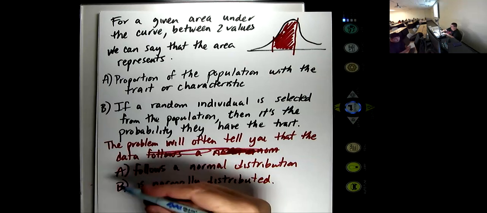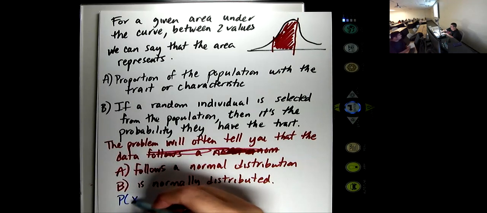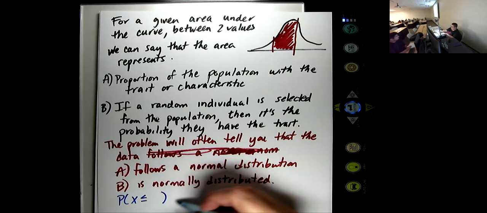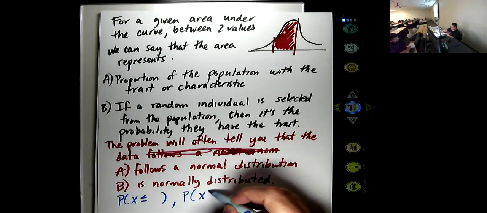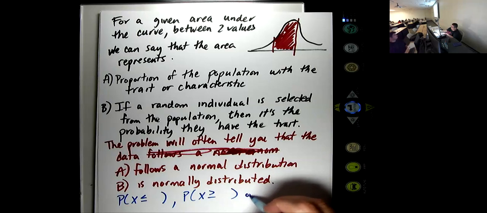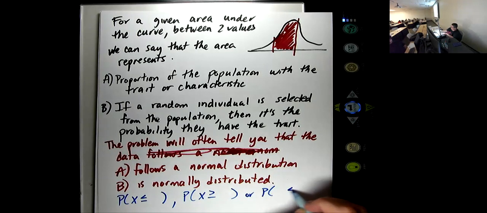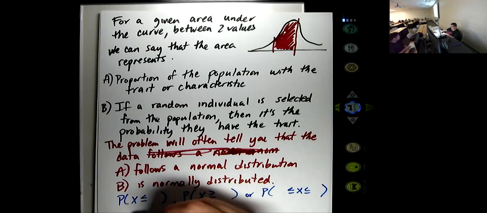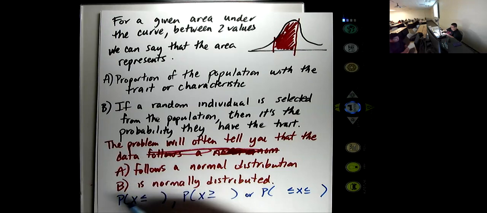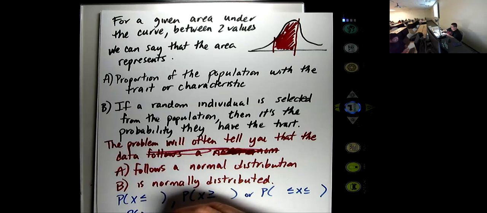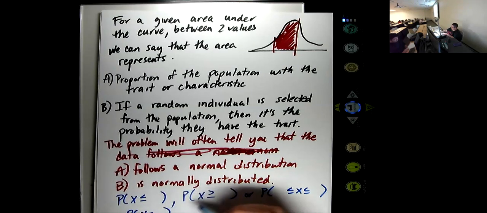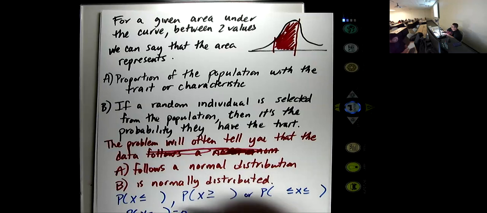The only options we have are probability X is less than or equal to something, probability X is greater than or equal to something, or probability X is between two values. The reason there are no strict inequalities is because the probability that X equals a specific value is 0.